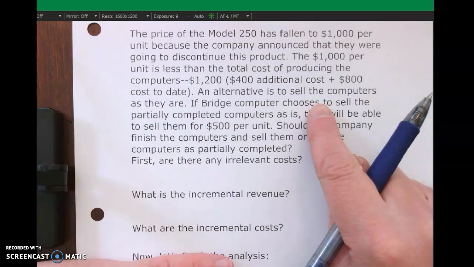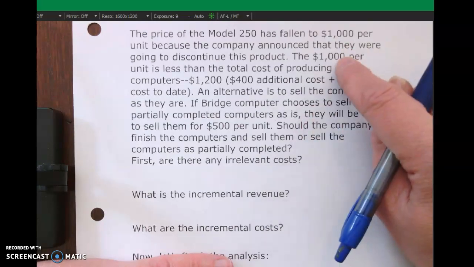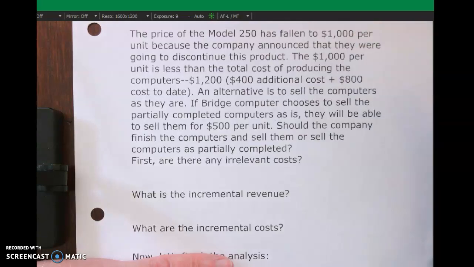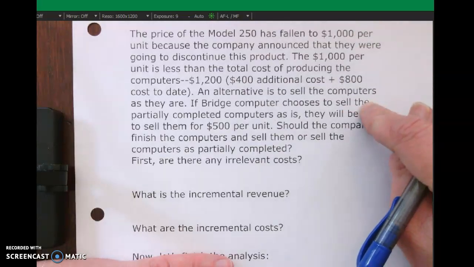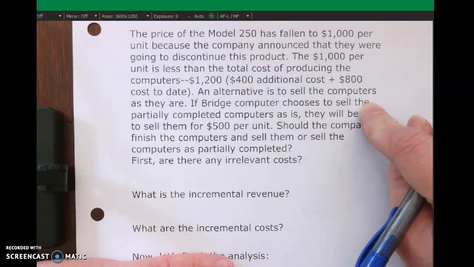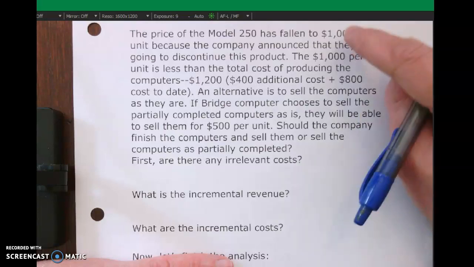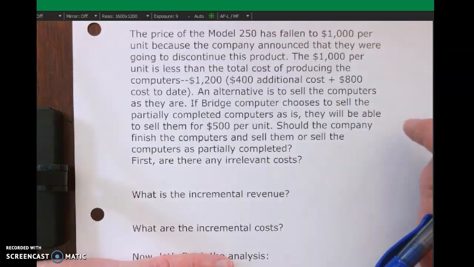So what Bridge is thinking about is, rather than fixing them up for that additional $400 and then selling them for the $1,000, maybe we should just sell the computers as they are in a partially completed stage. And that's what we're looking at. Should Bridge Computers sell the computers as they are in a partially completed stage or fix them up and sell them for a higher price?